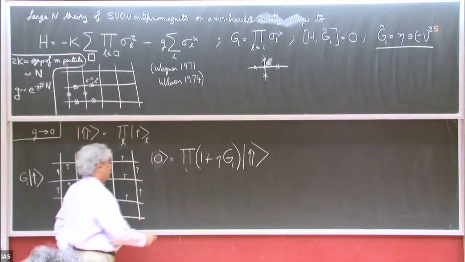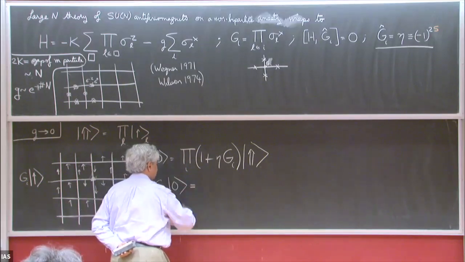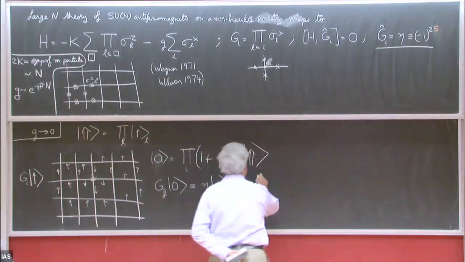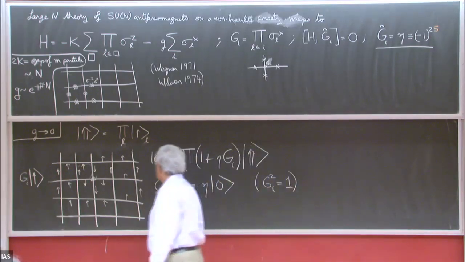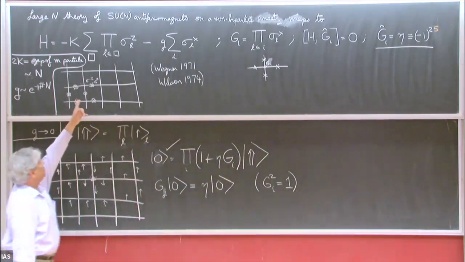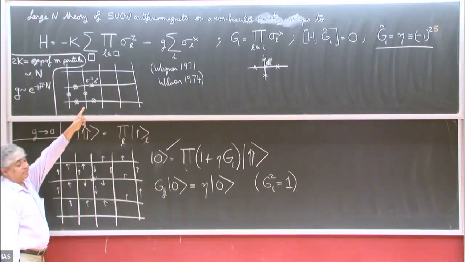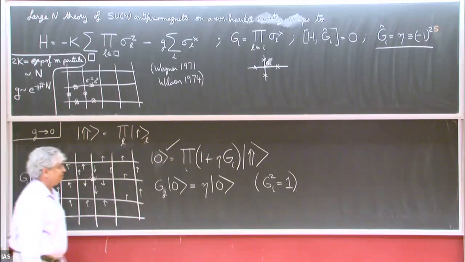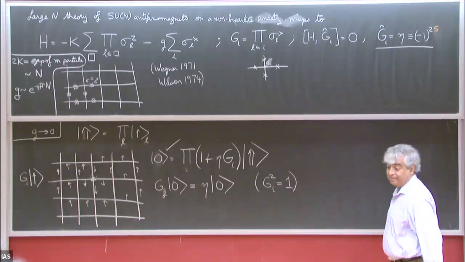It's very easy to check now that G_j acting on |0> is just eta times |0>. You can easily check this because all the G_i commute with each other and G_i squared is equal to one. So this is the correct state. Every term in this expansion is an eigenstate of the first term with exactly the same energy, because you get a plus one on the product of sigma z on every plaquette, and it's also an eigenstate of G_j. In the infinite lattice, it's the unique ground state which satisfies this constraint.